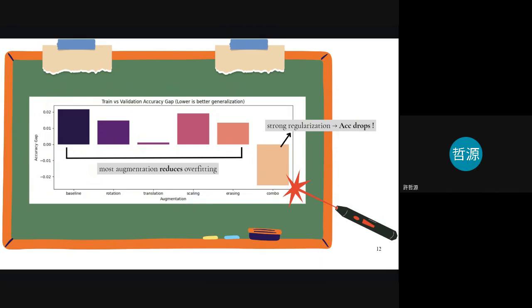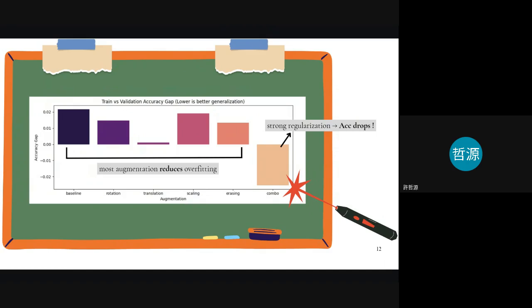Let's look at the trend versus validation accuracy gap. This chart measures the model's generalization capabilities. It plots the exact difference between training performance and validation performance. Here, the lower bar means better generalization. We create this to answer a crucial question.